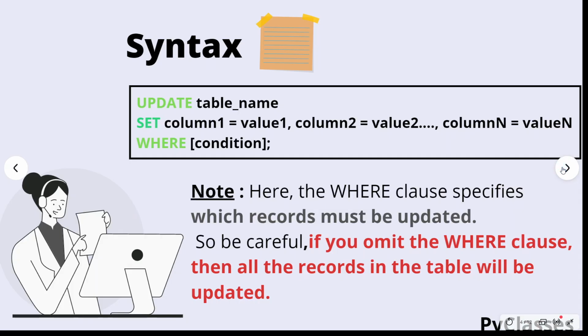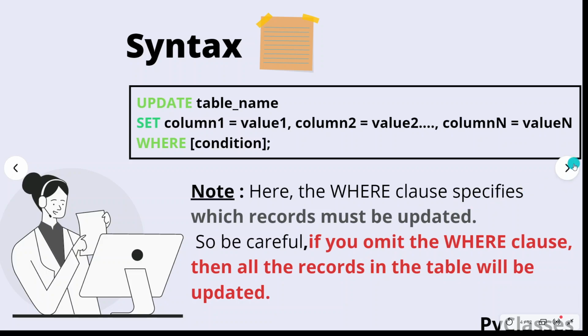So the basic syntax of update query with where clause is given. Update table name, then set column name 1 equal to value 1, comma, column name 2 equal to value 2, and so on. And then where clause, then condition, then semicolon. You can combine n number of conditions using AND or OR operator. And be careful while using this query because if you omit the where clause from the query, then all the records in the table will be updated.